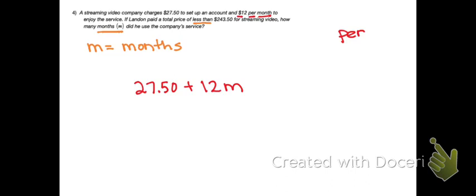The other number we have here is $243.50. So what symbol should we put here? This is the amount we're paying, and we want that total price to be less than $243.50. So this is the inequality that I want you to solve. And M is going to be the number of months he uses the service.